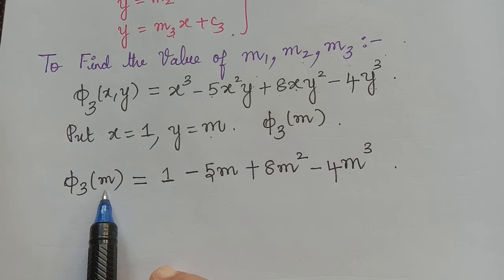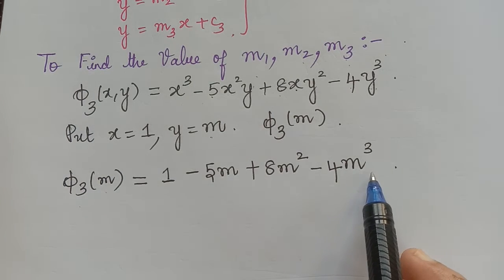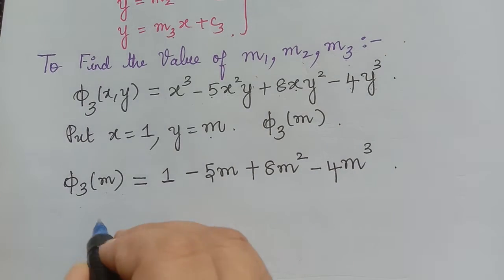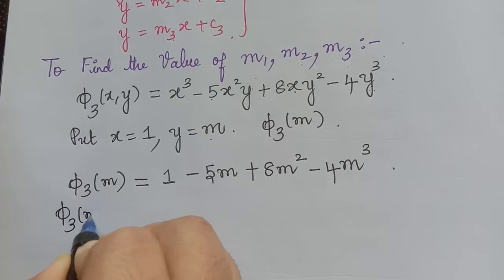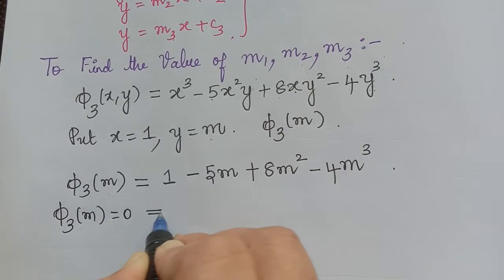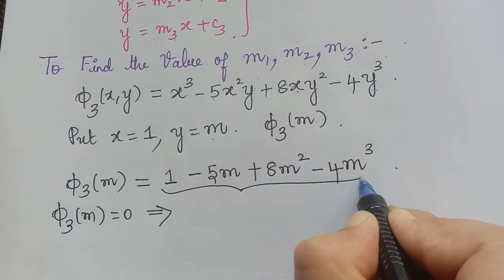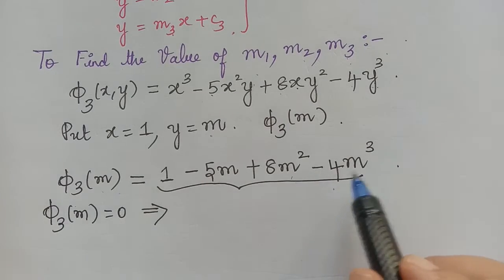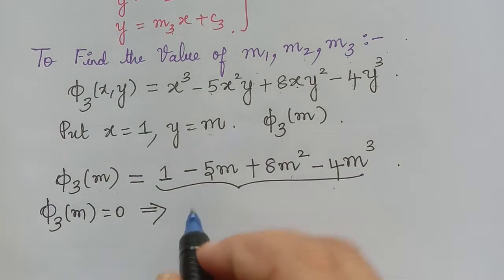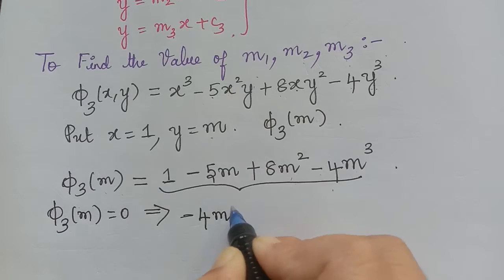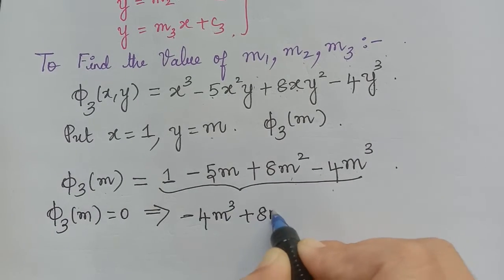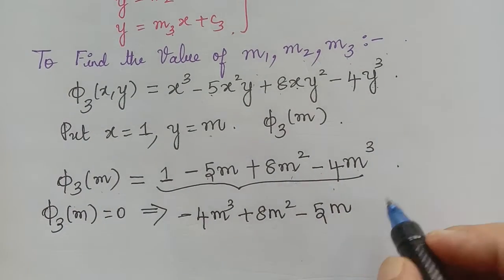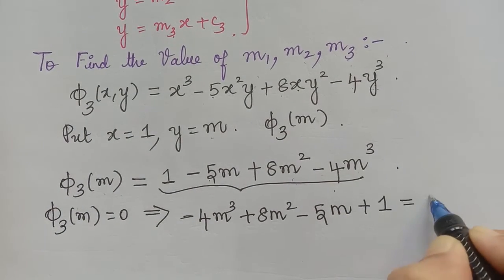Now in order to find the values of m1, m2, m3, we have to equate phi 3 of m to be equal to 0. So when we put phi 3 of m equal to 0, we have to equate this complete term to 0. Let us write in the order of the powers. The highest power is minus 4m cube. So let me write that. So minus 4m cube plus 8m square minus 5m and then plus 1 is equal to 0.